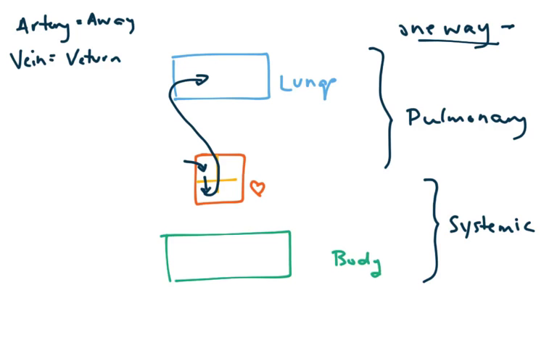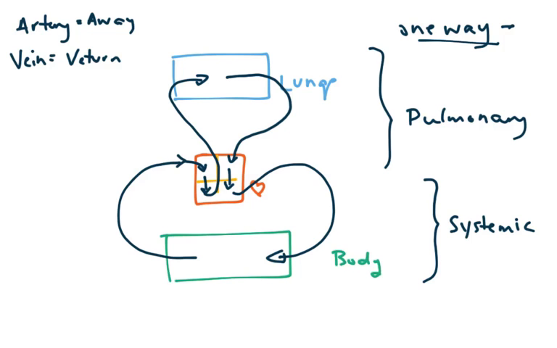Then from the lungs, it returns to the top, because it's always coming back into the top of the heart. And then from the top it goes to the bottom. Okay? And then from the bottom, it gets squished out and goes to the body. And then from the body, it returns. I'm just going to mark these down.